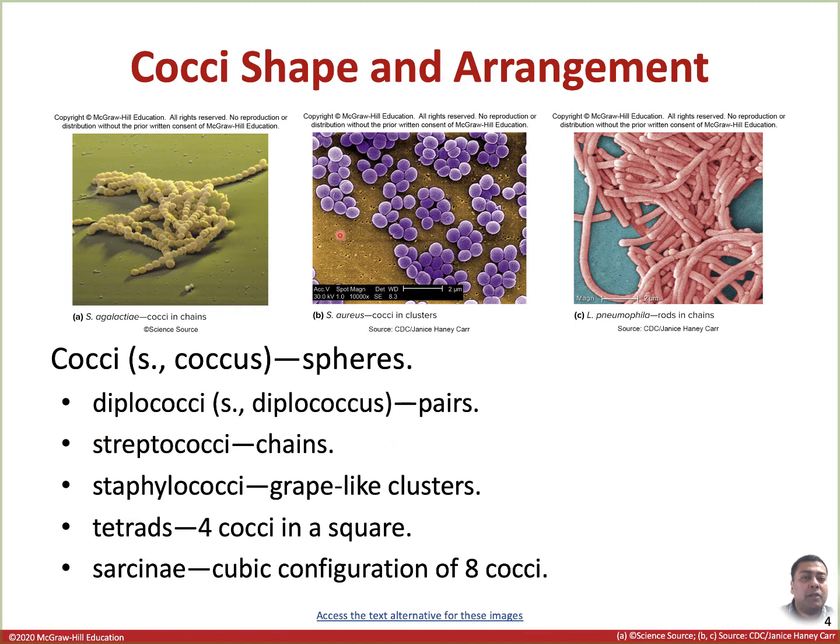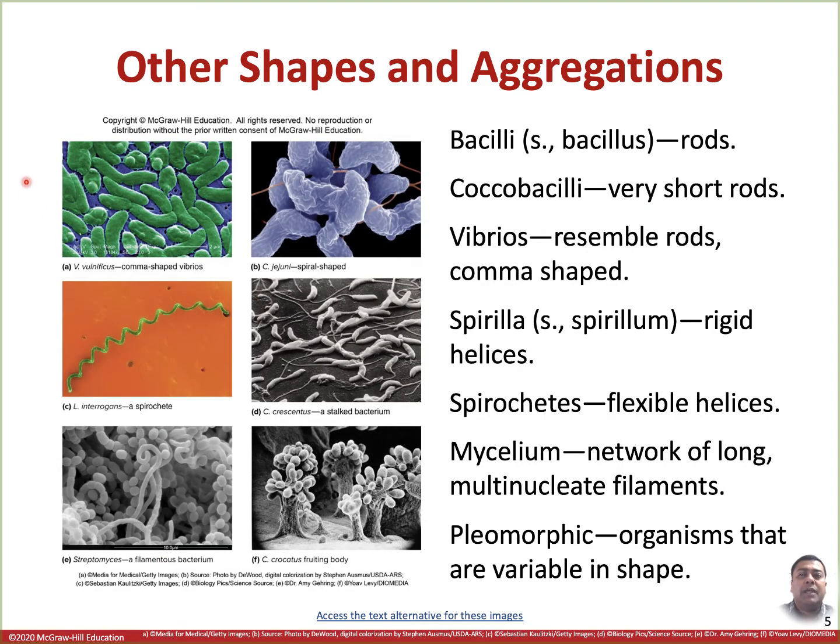If we have a bunch of grape-like structures, those are called staphylococcus, which divide in many different planes. If we have a specific four cocci in a square, 1, 2, 3, 4, they are tetrads, and sarcinae are in a cubic configuration of 8. They can divide in 3 planes and form the cubic formation, which is called sarcina singular or sarcinae in plural.